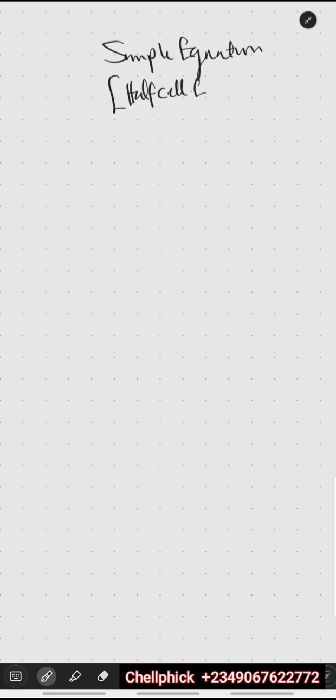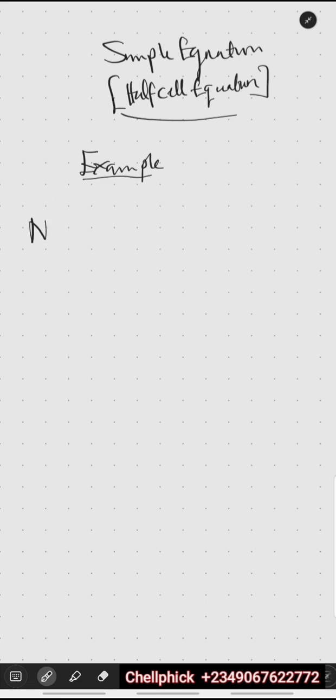Now, we want to start with a simple one, and the simple equation is where we are starting from. Every simple equation can be balanced in a simple way, and that is called the half-cell equation. At the end of the day, every student is meant to know how to balance in a simple way. So let's look at a particular example. Example 1, so that we can understand how to balance using the half-cell equation.